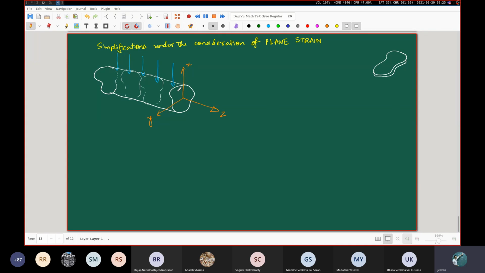It has to be a uniformly distributed load. Like in the beam problems, you have taken examples like this, right? You have a beam like this, and you have a uniformly distributed load like this. That is the kind of example that we're talking about. Can you give one example in real life?